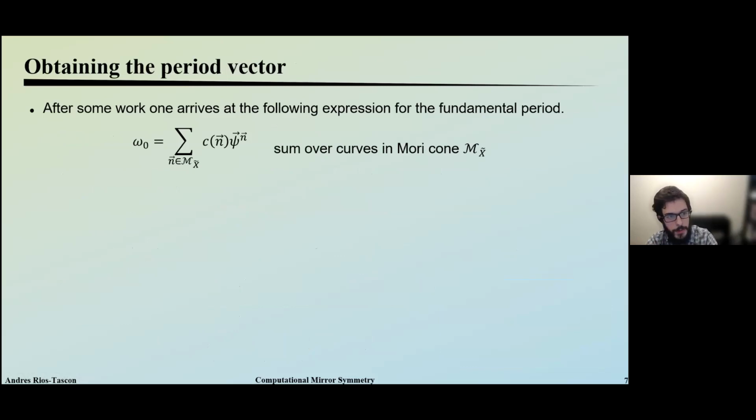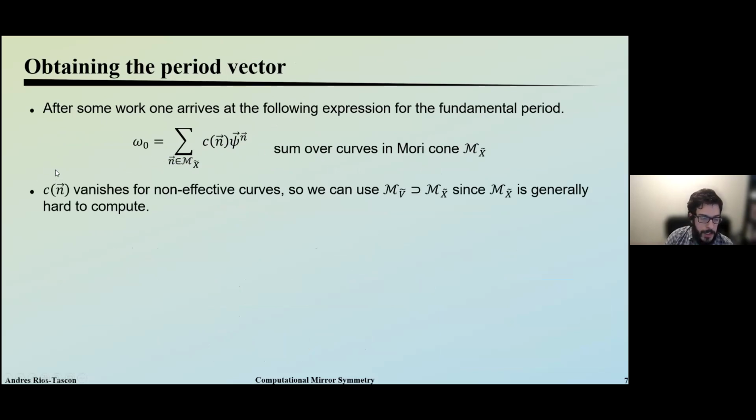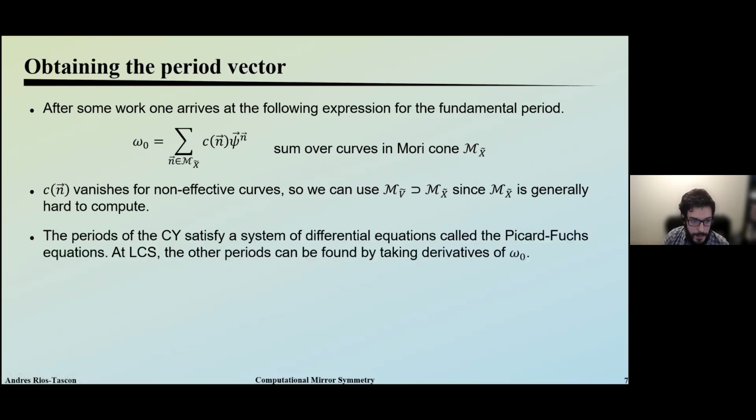So after we do some work, we end up with the following expression for the fundamental period. We get that it's a sum of C functions with products of our psi coordinates, and the sum is over curves in the Mori cone of X tilde. And crucially, these C functions vanish for non-effective curves. So we can actually use the Mori cone of the ambient toric variety, which contains the Mori cone of the Calabi-Yau, since the actual Mori cone of the Calabi-Yau is in general pretty hard to compute.